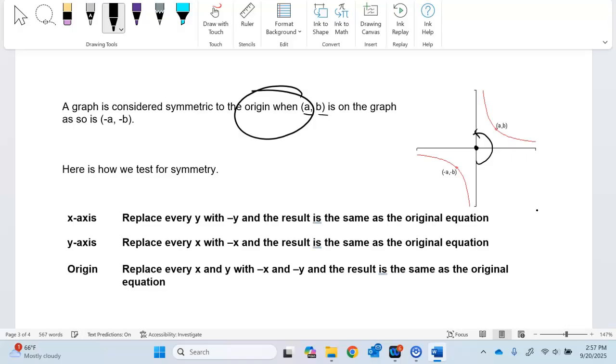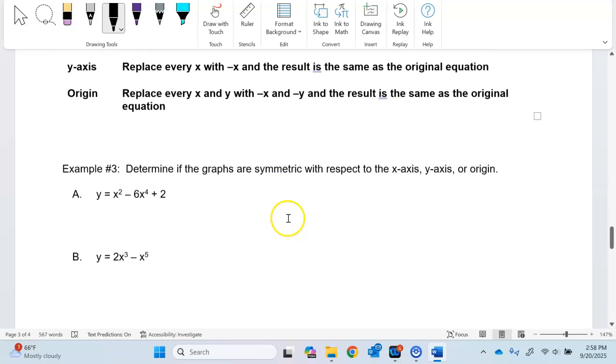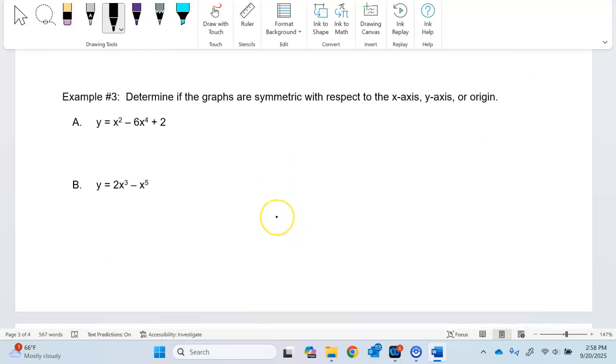Mathematically, if (a, b) is on the graph, then (negative a, negative b) is on the graph as well. Okay, this is how we do it algebraically to test for symmetry. You can read these, and I'm going to show you what these mean in practice. So I want to know if this thing is even or odd.